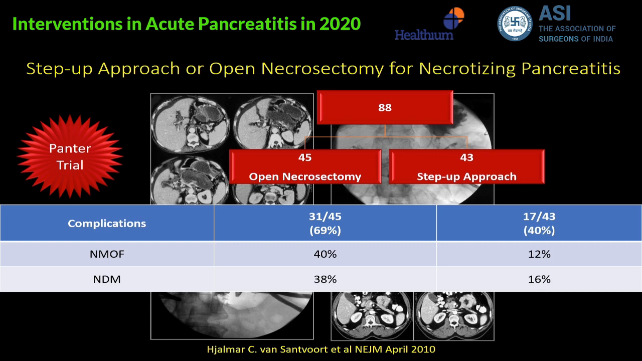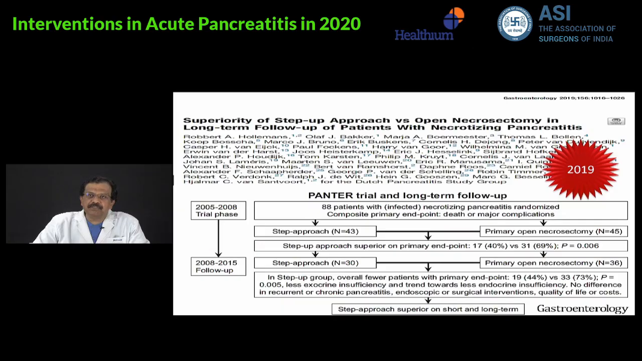Now this paper published in 2010 seems to have changed the entire management of patients with acute pancreatitis, and people have switched over from open necrosectomy to the step-up approach. Though it's a small group of patients, they published in 2019 the long-term follow-up of these patients, and they continue to state that there is no difference in recurrent or chronic pancreatitis in patients. These patients did well. There is less trend towards endocrine insufficiency, and the quality of life, of course, is better in these patients who underwent a step-up approach.